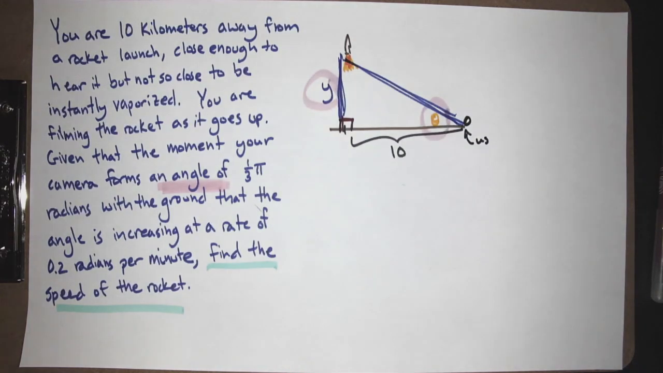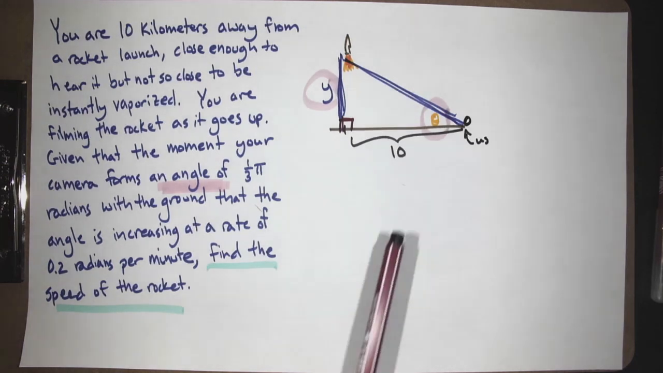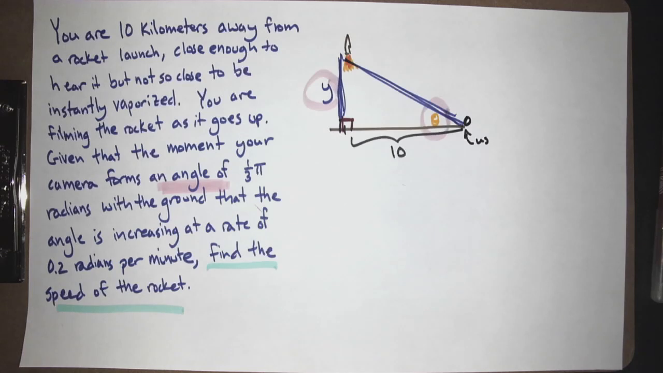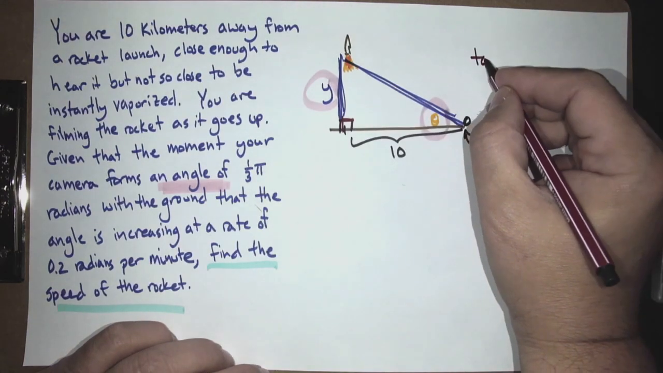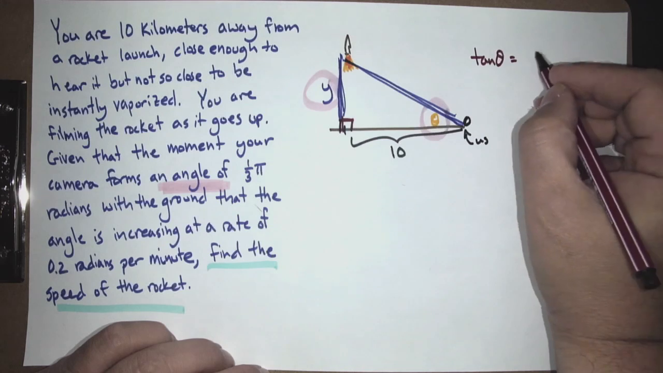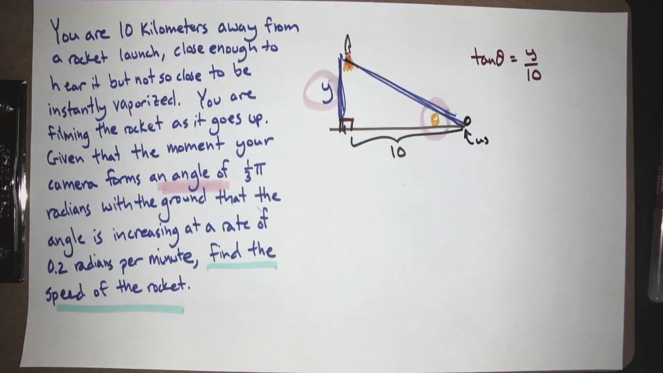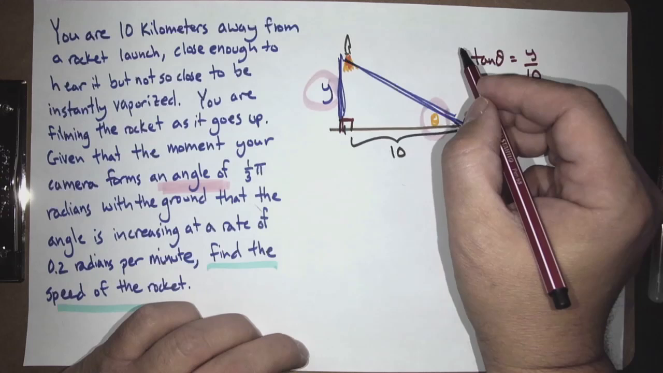If you have a triangle, what sides do we know anything about, or can we say things about? Adjacent, opposite. So channel your inner SOHCAHTOA. What connects opposite and adjacent? Tangent. So, tangent of theta is y over 10. This is our relationship.